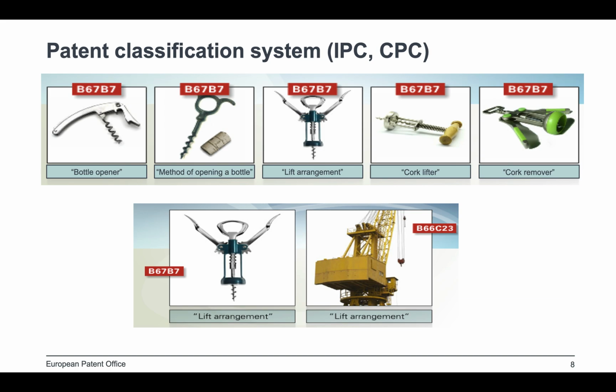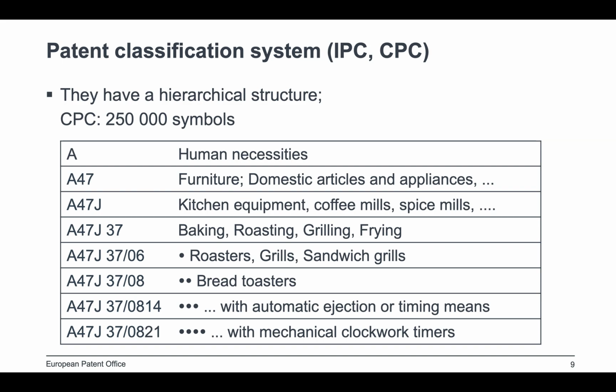To show you how detailed that information is, we have here the CPC. It's a classification system based on a hierarchy. In total, there are 250,000 symbols or nodes in the hierarchy. So let's give an example. On the highest level, we might have only the code A, which means human necessities.